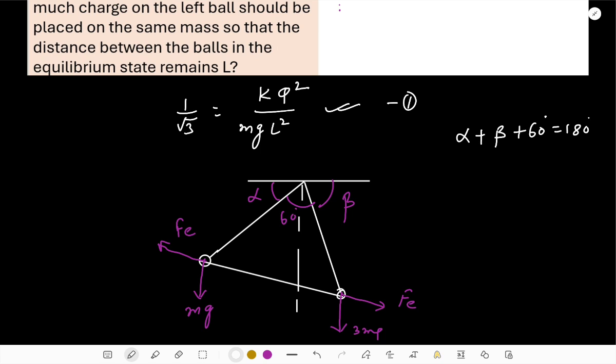And we don't have any clue. But since the whole system and the individual objects are in equilibrium, the net torque on the whole system about any point in this world is equal to 0. And the same goes for the individual objects.